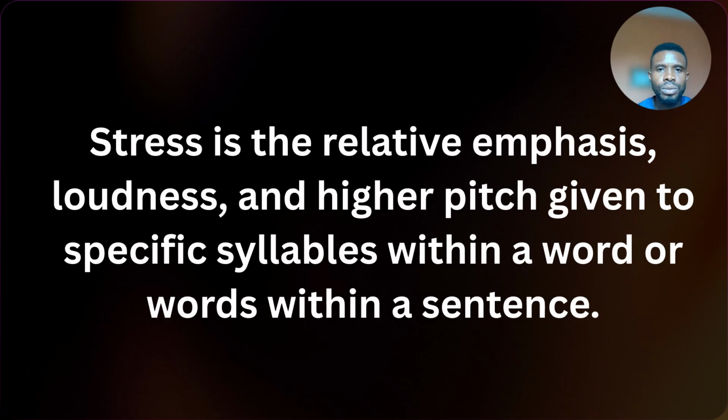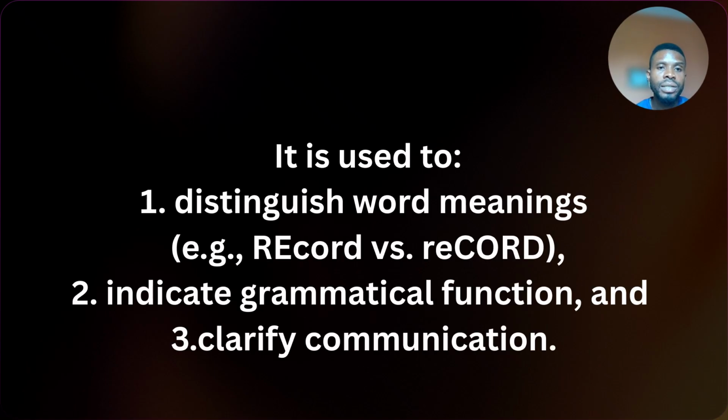What then do we use stress for? Stress is used to, one, distinguish word meanings. For example, we have record and record. For record, re is pronounced louder than cord, and for record, cord is pronounced louder than re. Okay, so record is a noun, record is a verb. The stress placement helps us to know, oh, this one here is a noun, while that one there is a verb. Two, stress is used to indicate grammatical function, and three, to clarify communication. So stress helps your listener to understand what you are saying exactly.